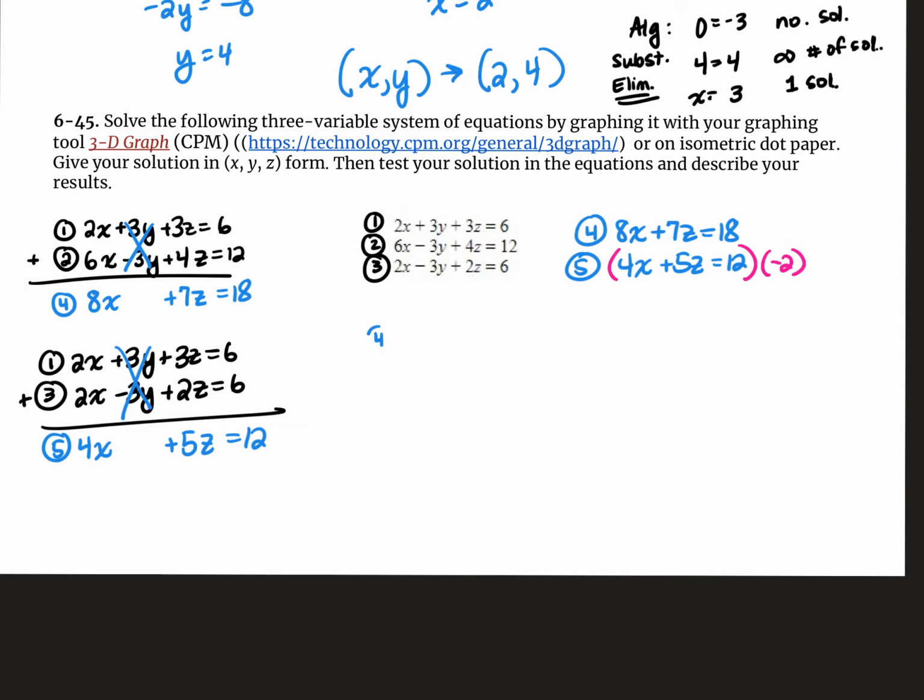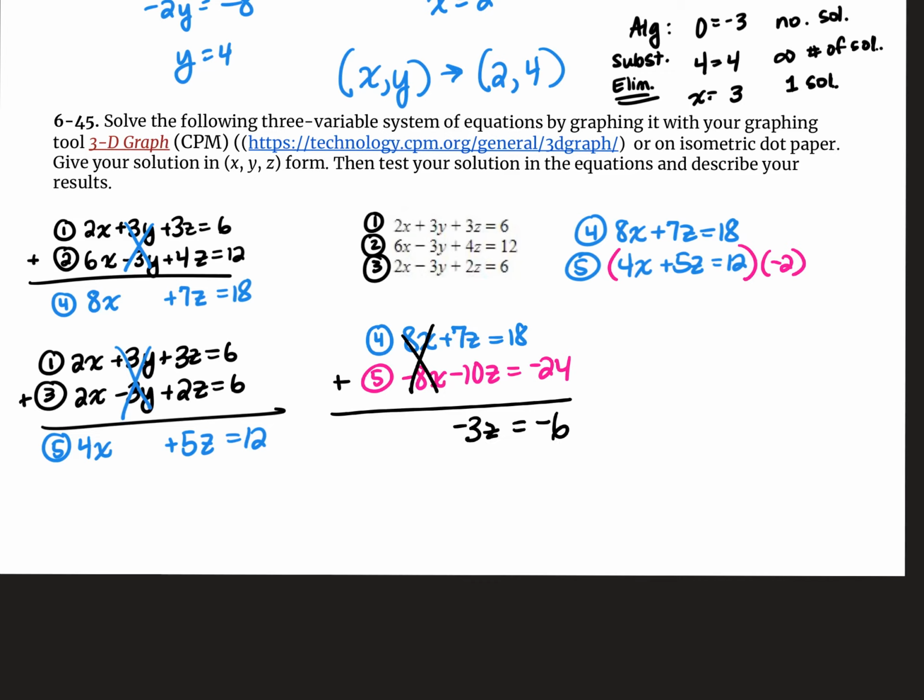So that takes my equation 4, 8x plus 7z equals 18. And it's going to give me this equation 5 written after I've multiplied everything by -2. So I'm going to have -8x minus 10z equals -24. And then I can go ahead and add those two equations together. Again, that's going to eliminate a variable for me, right? So now I have -3z equals -6.